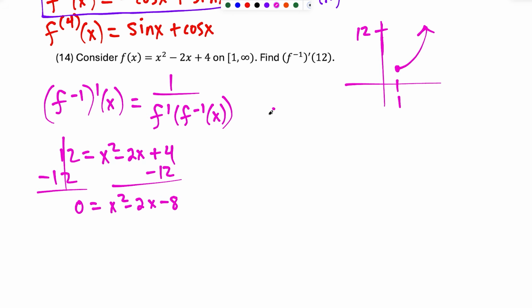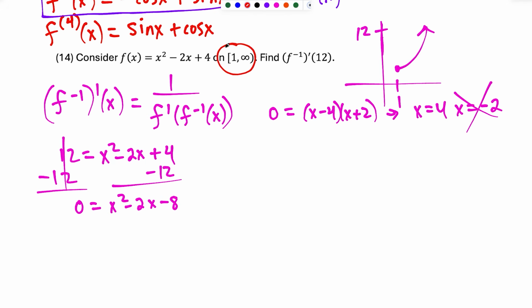And now I could factor. I could say 0 equals x minus 4 times x plus 2. And this gives me two solutions here. I have x equals 4 and I have x equals negative 2. I'm going to reject this one because our domain is x values from 1 to infinity. Okay, so this is the one we're going to use.